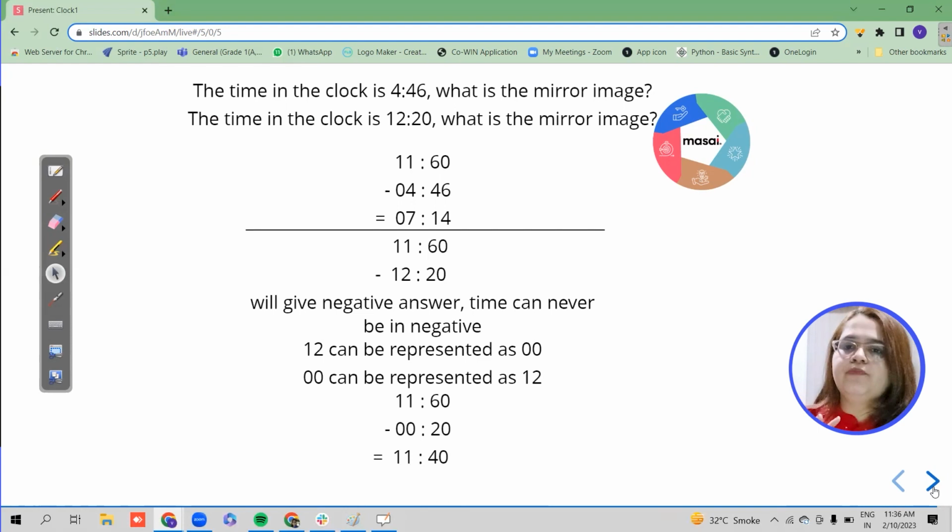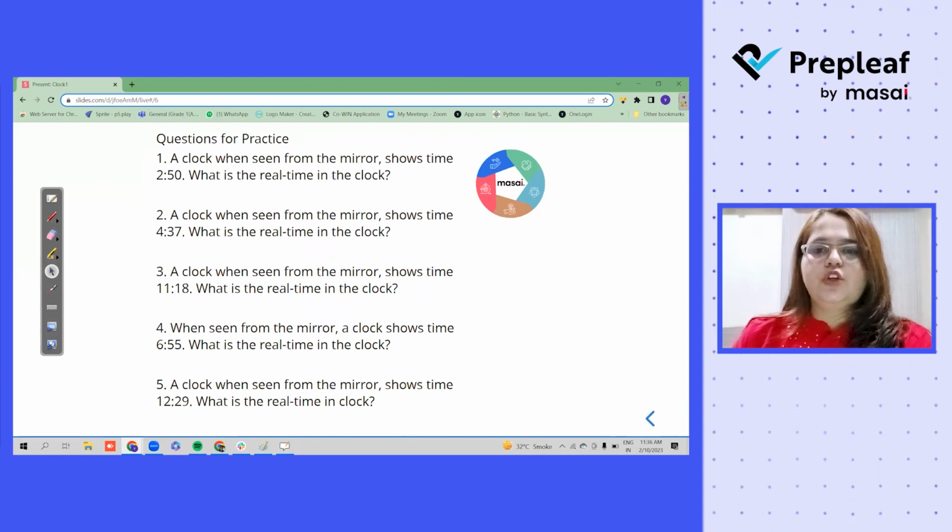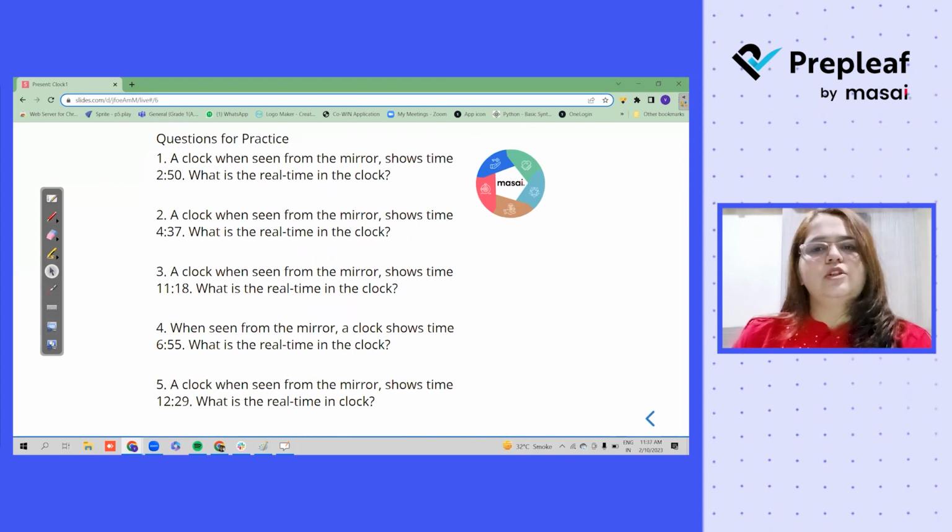Now the second statement, that is, 00 can be represented as 12. That would be useful for you when the given hour is 11. For example, the question is asked, when the time is 11:15, what would be the time in the mirror? When we subtract 11 from 11, it will give you 0. So 0 would be nothing but 12. So the answer there would be 12:45. These are some practice questions for you. You can quickly take a screenshot and solve them later.